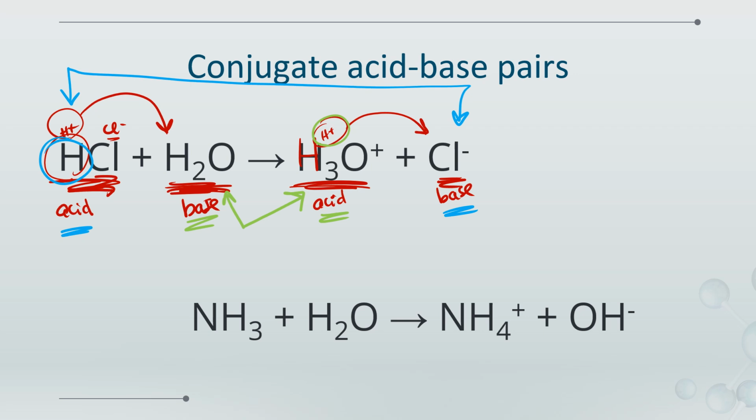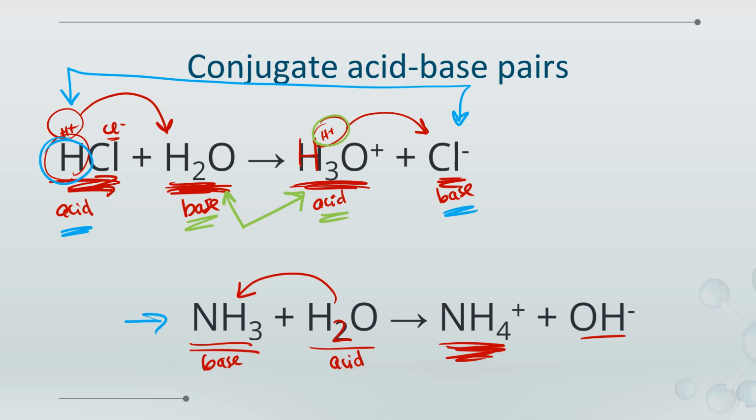Let's do the same thing for ammonia in water. So what we're going to see here is ammonia is going to accept a hydrogen ion from water. Water has two hydrogens right here, only one over here. That means that one of those hydrogens was given to ammonia, and this is how ammonia became ammonium. Since ammonia is accepting a proton from water, it is the base. And since water is donating a hydrogen ion, it's the acid.